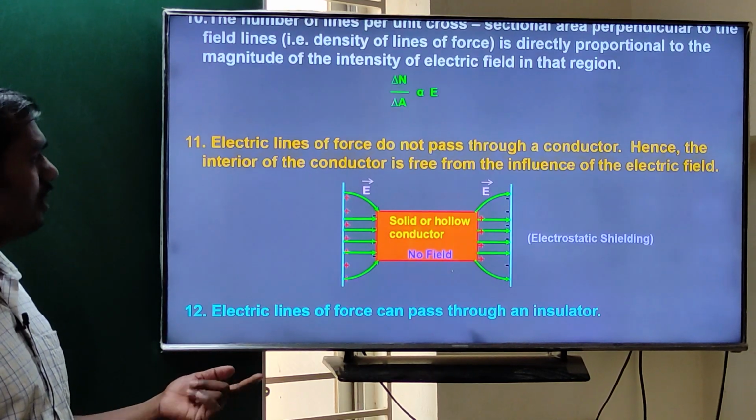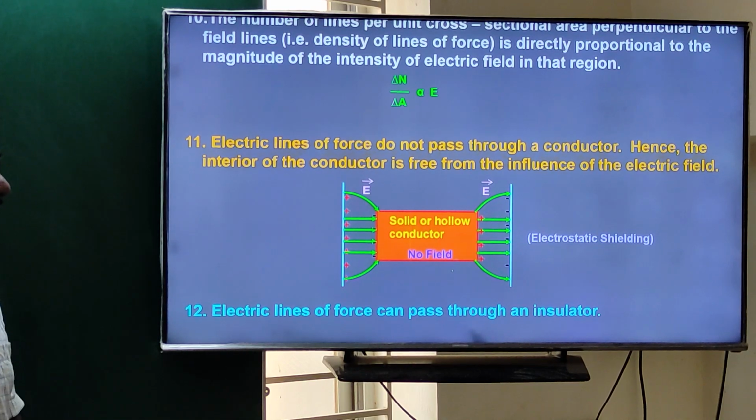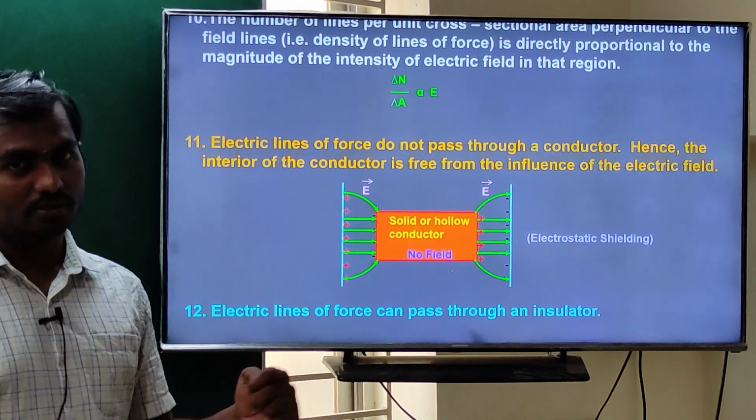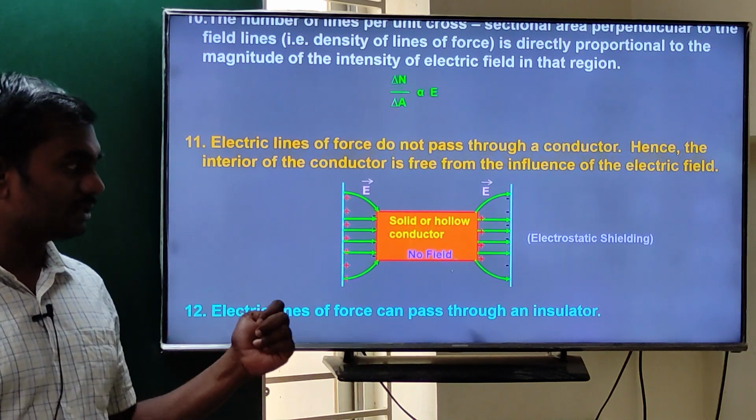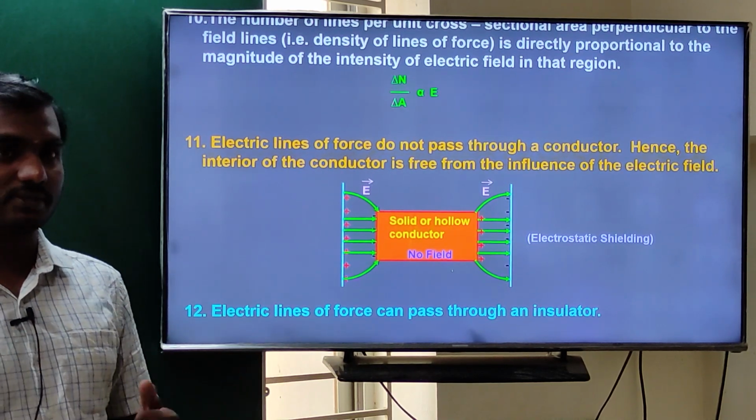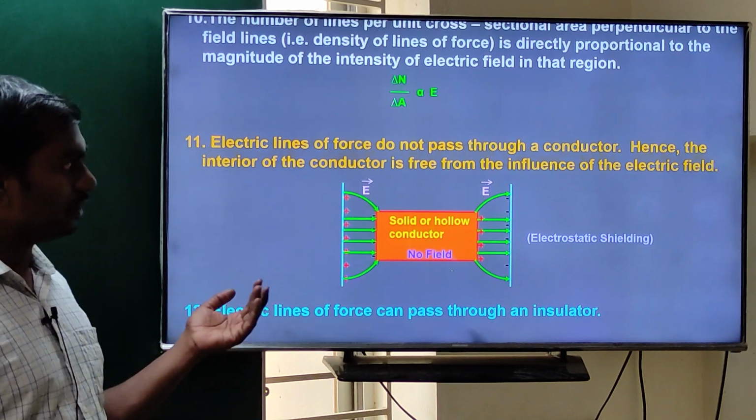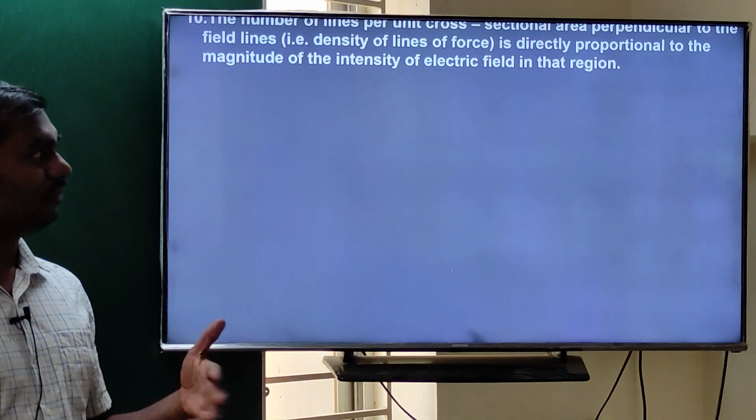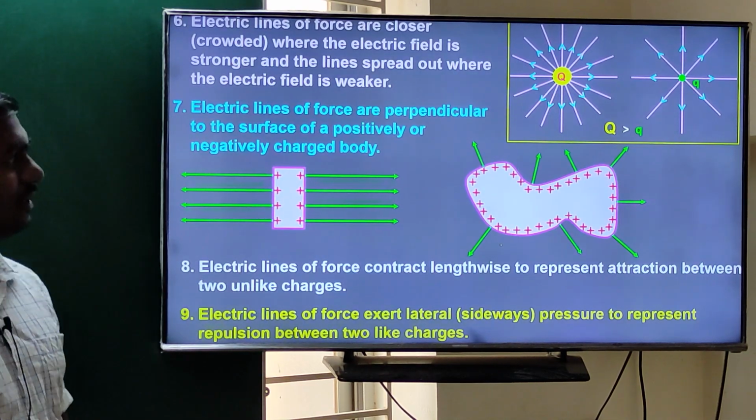Electric lines of force pass through the insulator. So these are the 12 important points you have to memorize, and you have to understand them well in the chapter on electric charges and fields. Then only can you solve the problems and answer the questions, even if they ask any kind of question. So these 12 points are very important.